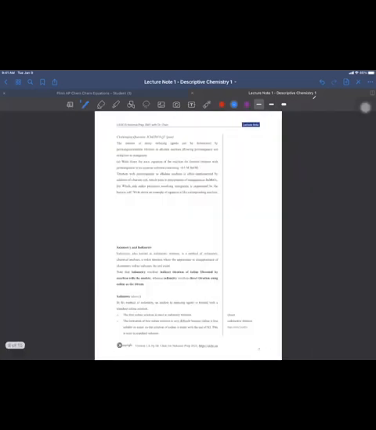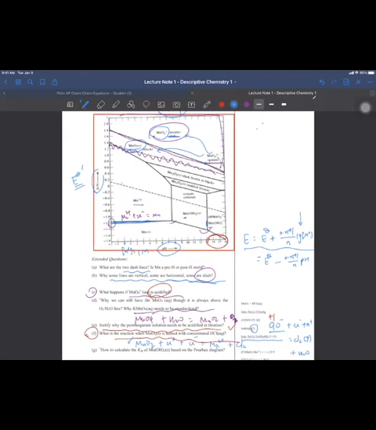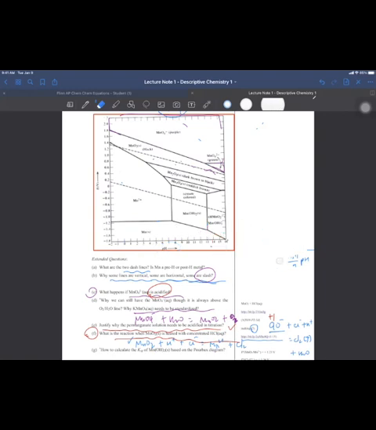Let's finish this last question. How to calculate the KSP of Mn(OH)2 based on the Pourbaix diagram? This is pretty interesting, right? How is this related to the KSP? Nernst equation. KSP equals Mn2+ times hydroxide to the power of 2, right? Hydroxide definitely is related to pH. This is a very good point.